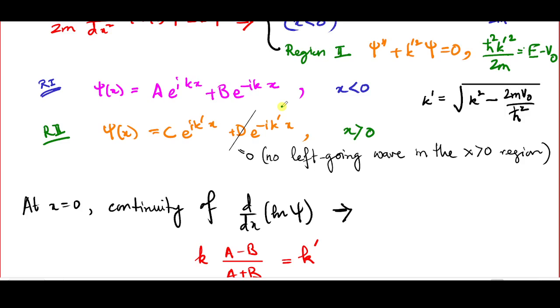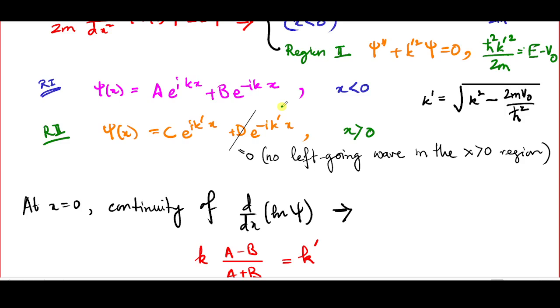Now, these two are solutions to the time-independent Schrodinger equation in region 1 and region 2 respectively. However, putting them together does not give you a solution to the full Schrodinger equation, which has to be valid everywhere, including at x equal to 0. And in order that the equation be valid at x equal to 0, what you need is that the wave function and its derivative be continuous at that point.